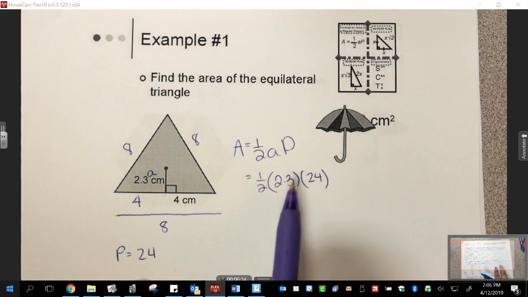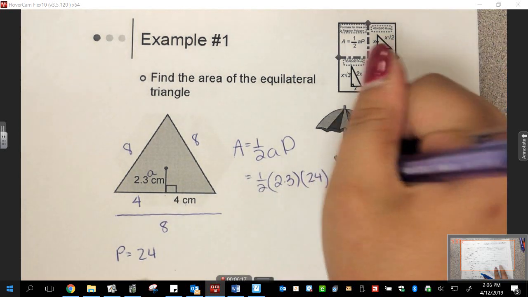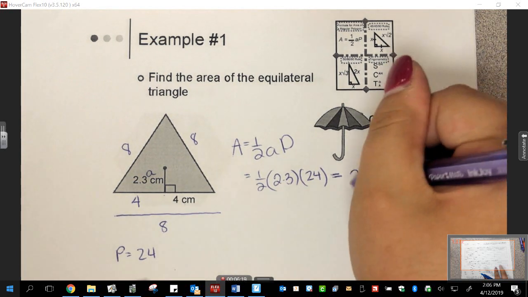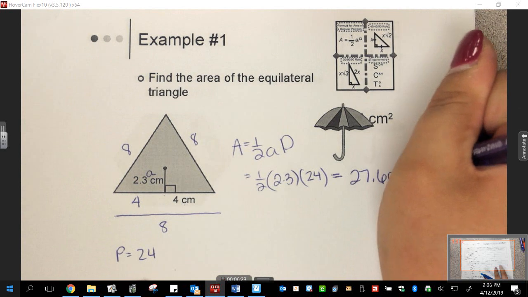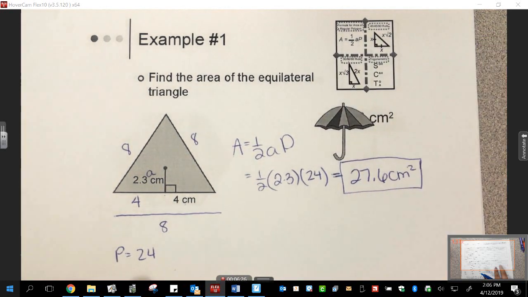Okay, what's half of 2.3 times 24? So my answer is 27.6 centimeters squared. Centimeters squared. Don't forget it. That is example 1.